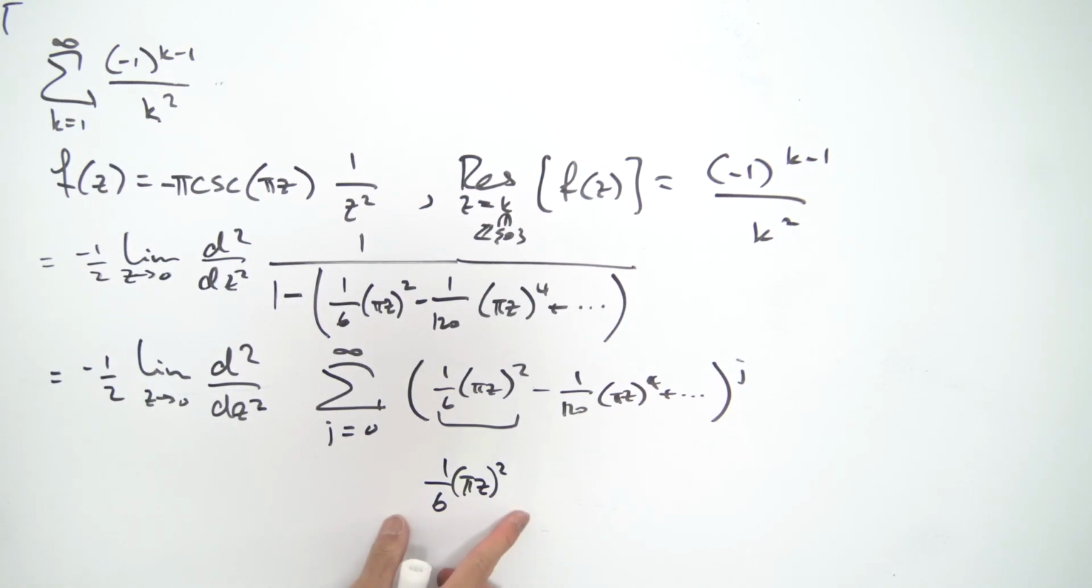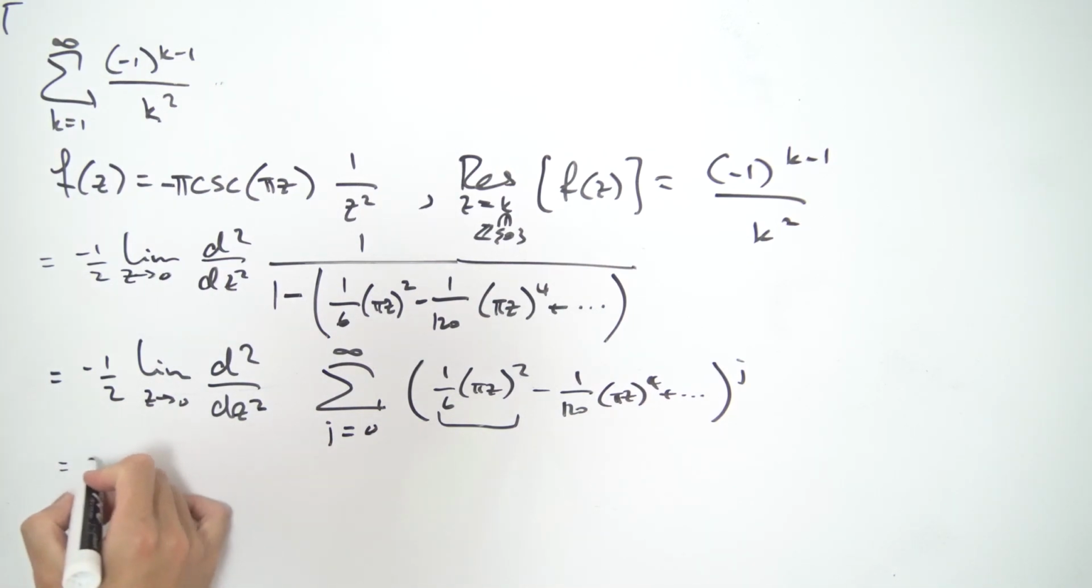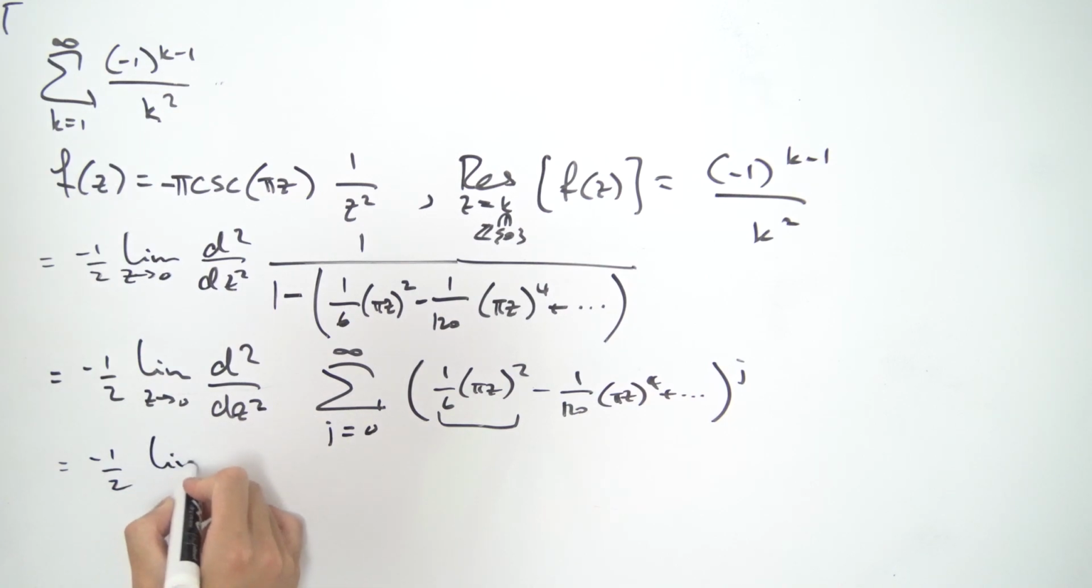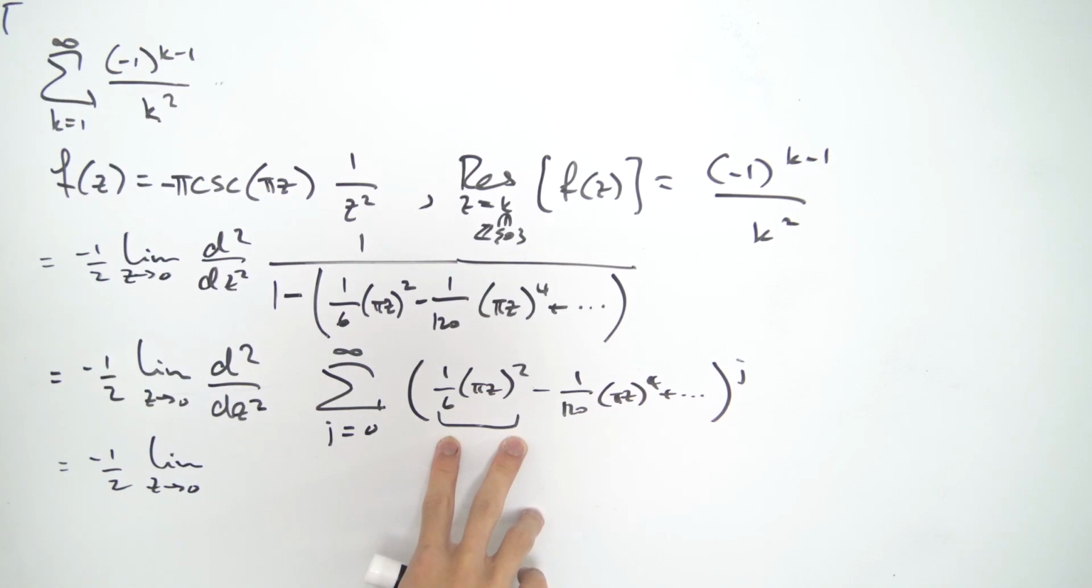We just want this quadratic term. So the only thing that we care about is when j is equal to 1 and this specific term over here. So if we differentiate this power series twice, what we end up with is 1/2 times the limit as z approaches 0 of, well, what is the second derivative of this thing?